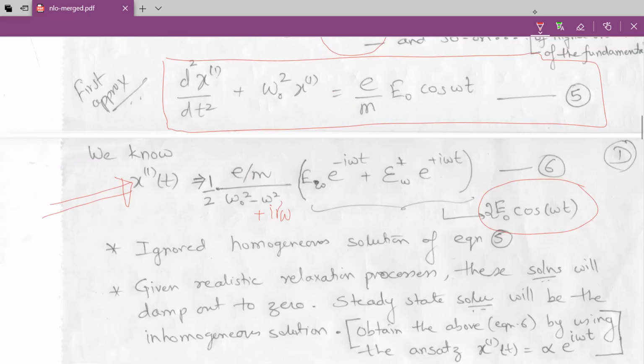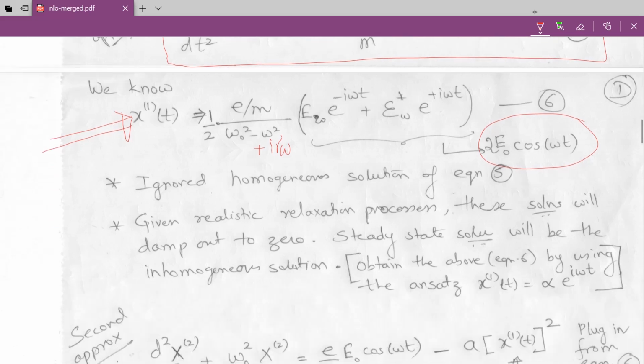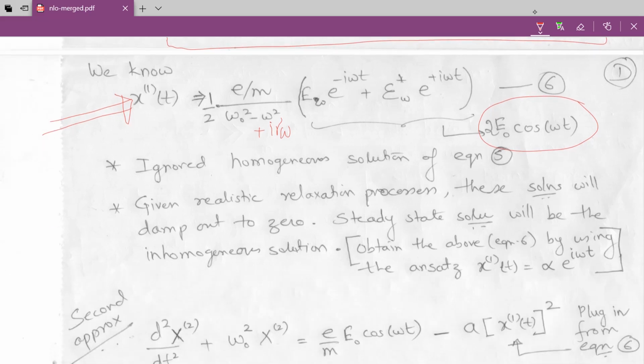Now remember that my differential equation, which is equation number 5, is actually an inhomogeneous differential equation. So I have got two solutions, and the total solution is a superposition of these two. The first part is a homogeneous solution, and the second one is an inhomogeneous solution. Now if you quickly recall, the homogeneous solution actually would decay given any realistic relaxation process. The homogeneous solution will damp out to 0, whereas the steady state solution, which is what I have written down here, or the inhomogeneous solution, is basically what is being driven at the drive frequency.